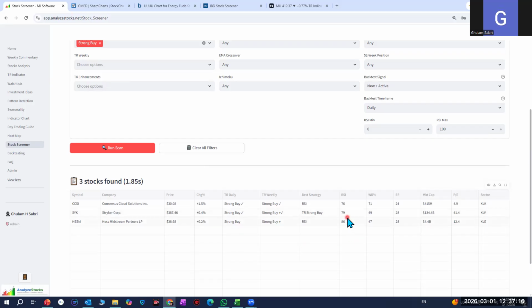Its RSI is also good. WR is not that bad. ER rating is this. So let's take a look at Striker, and its sector is healthcare.